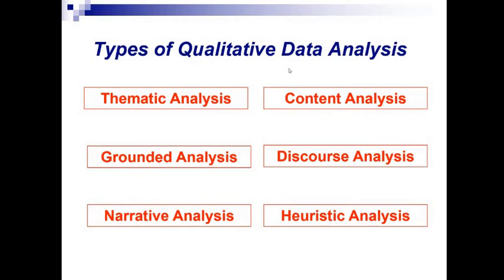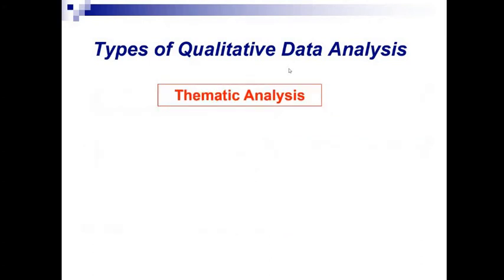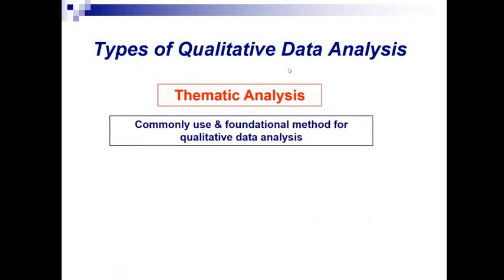Okay. So now, let's identify each of the types of qualitative data analysis. The first one is thematic analysis. Thematic analysis is the commonly used and fundamental method for qualitative data analysis. So again, this is the basic type of analysis that we use for qualitative research.